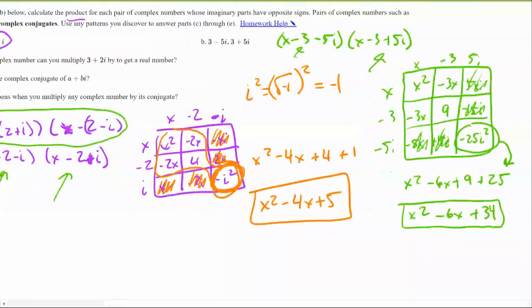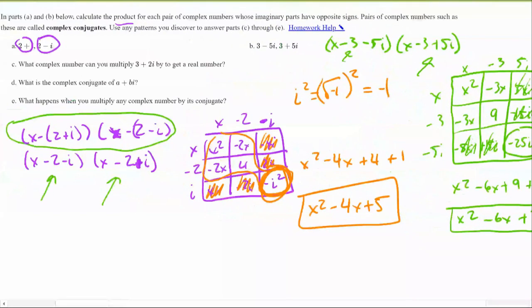So for c, what complex number can you multiply 3 plus 2i by to get a real number? And we can multiply it by its conjugate, or its complex conjugate, of 3 minus 2i. What is the complex conjugate of a plus bi? That would be a minus bi. And what happens when you multiply any complex number by its conjugate? Well, it becomes not so complex anymore, basically. It'll become a real number.